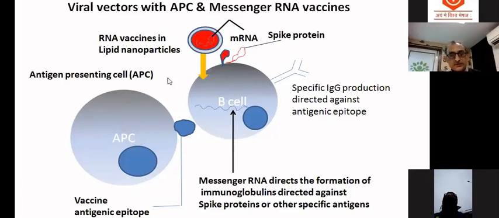Then you have certain other antigen presenting cells. Basically, for the B cells, the T cells will act as antigen presenting cells. They can carry the antigenic epitope onto their surfaces and present it to the B cells to produce the immunoglobulins. The whole idea of the vaccine is to produce protective immunoglobulins and have a very good T cell response. So that's the main function of the vaccines.